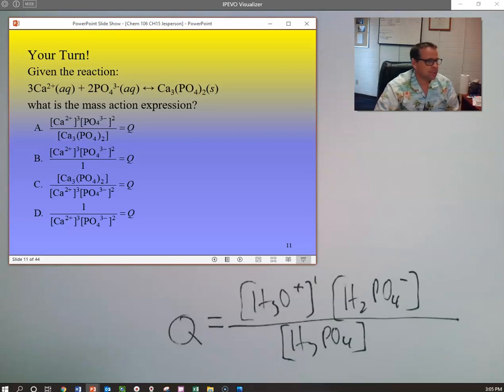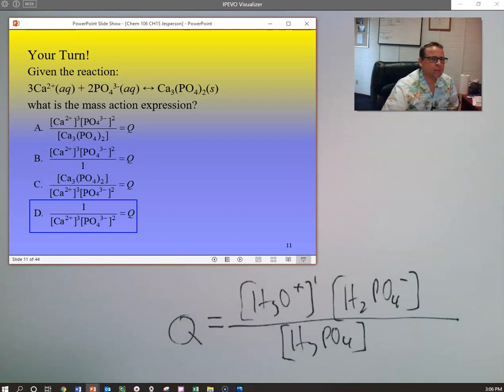All right, so, Alyssa, which one of these is the correct mass action expression for this reaction? D. D as in dog? Yes, D as in dog. Okay, good job. Excellent. So, we didn't include the calcium phosphate, the product here. Why not, Alyssa? Because it's a solid, so adding more solid wouldn't change the rate of the reaction. That's right. Okay, very good.